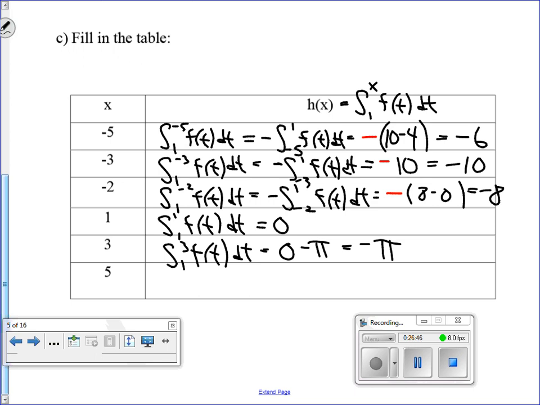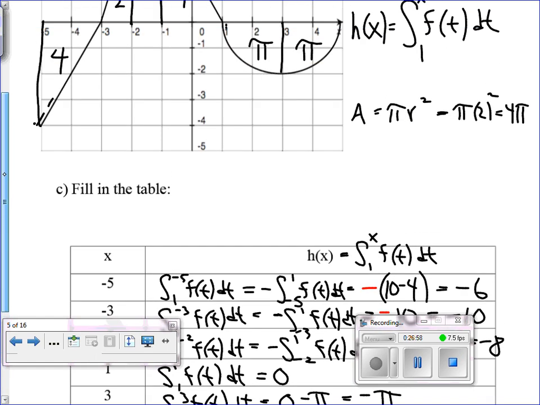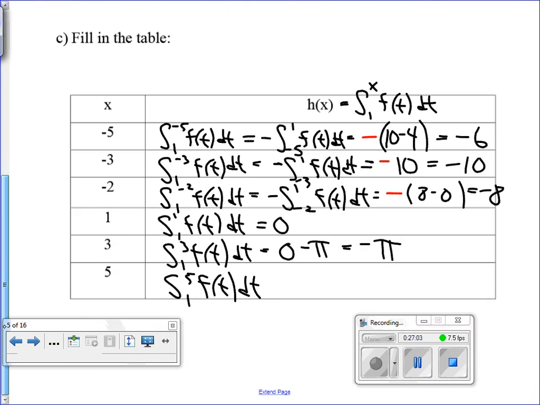And finally, h of 5 is equal to the definite integral from 1 to 5. So we got to look at the graph between 1 and 5. It's all below this time. Area above is 0. Area below is 2 pi. So that equals area above minus area below, which equals negative 2 pi. So that's probably the hardest part of when you're given the graph of an accumulation function's derivative. You need to plug the number into the function, which means evaluating a definite integral, which means finding all the areas.